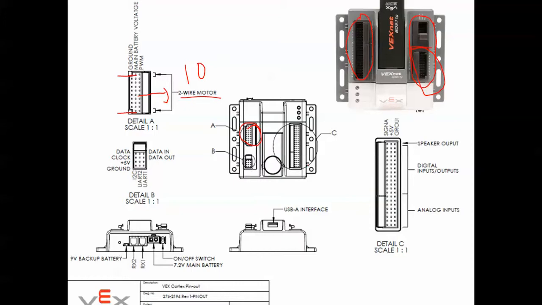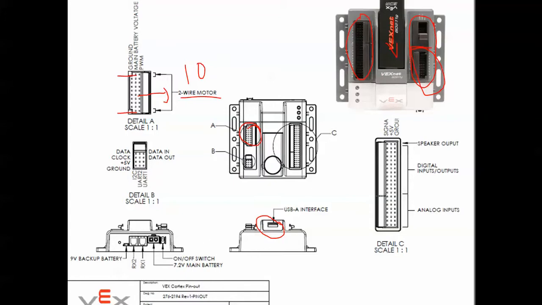Then in section B, you have ground, voltage, data in and data out, which can be used for different types of sensors. Here you also have some more ports, which can be used for other sensors, like the digital and analog sensors we discussed in the previous lecture. And this is the VEXnet USB interface, which has been plugged in here and can be used to communicate with the robot using the remote.